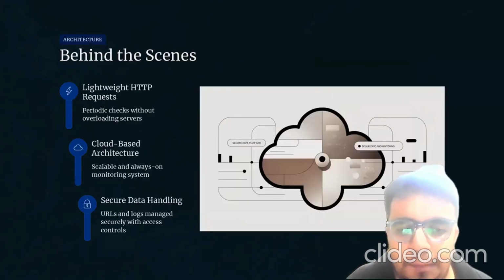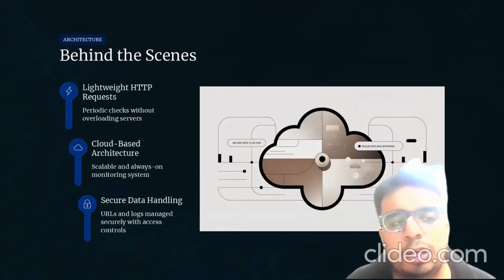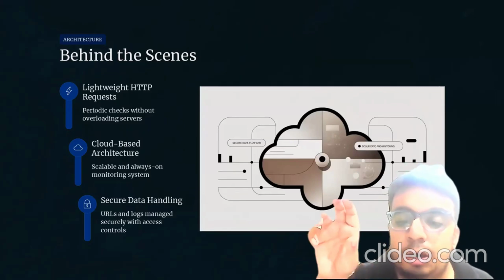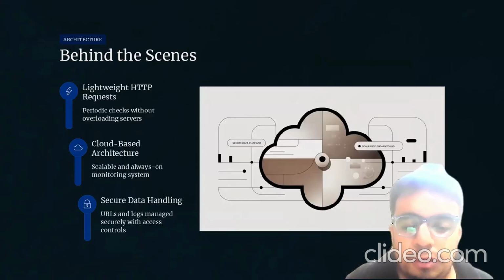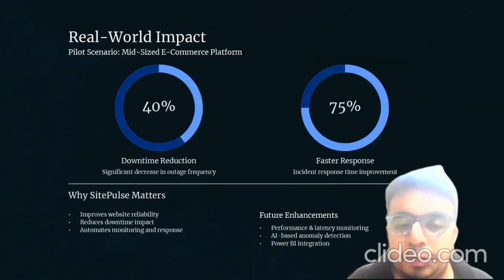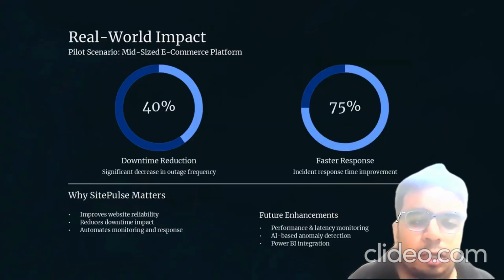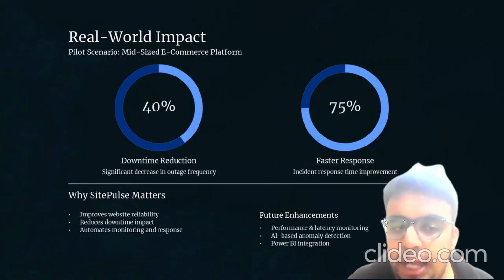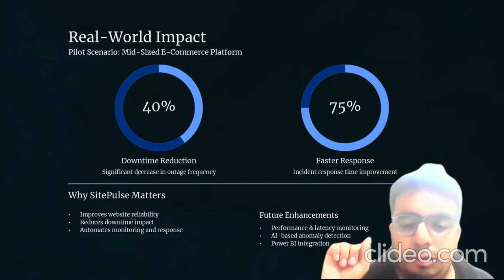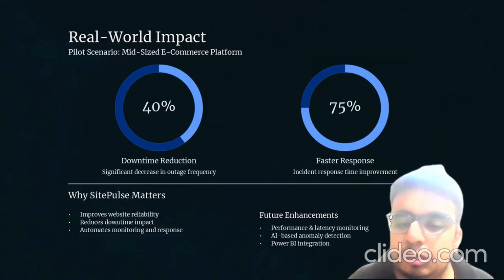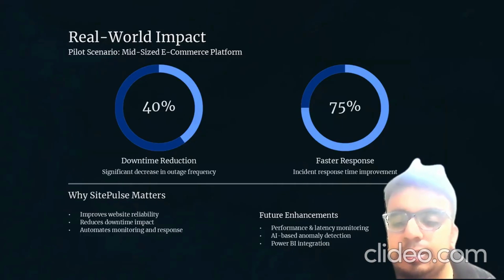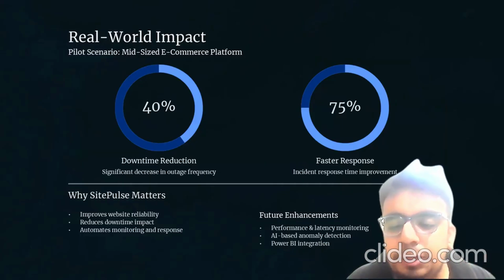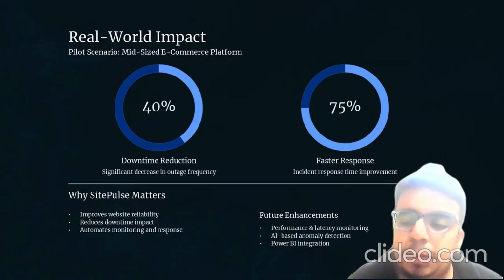Behind the scenes, what is happening here? Lightweight requests, then the cloud-based architecture, then secure data handling. That also ensures security using the Windows security firewall itself for the particular PCs. This is the real world impact that we are putting forward to users, and this shows that our Site Pulse is automatically helping many users.